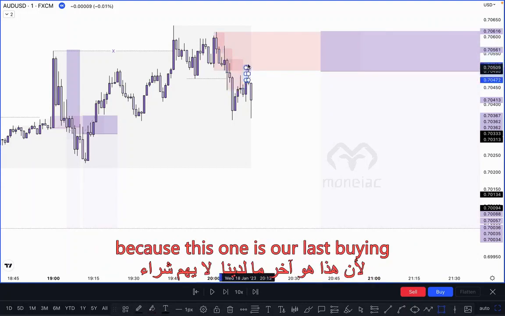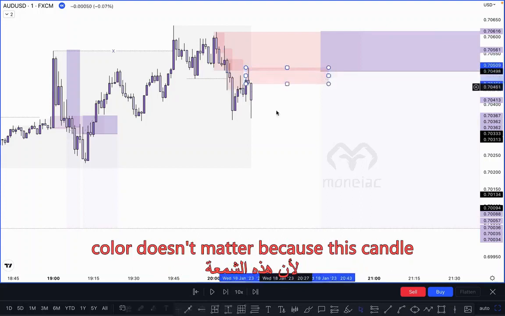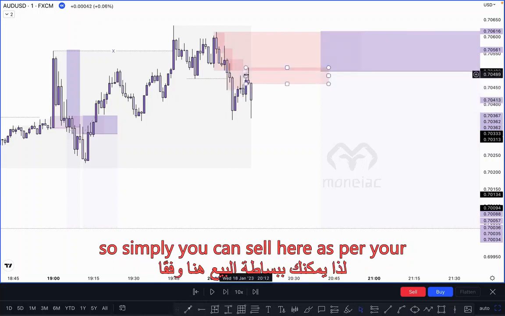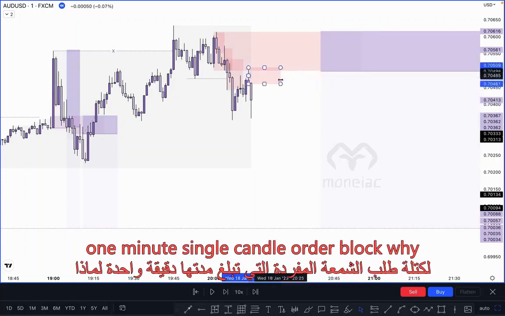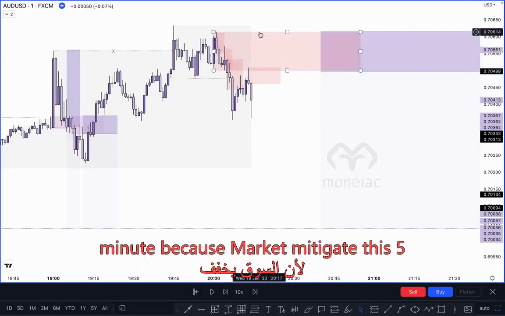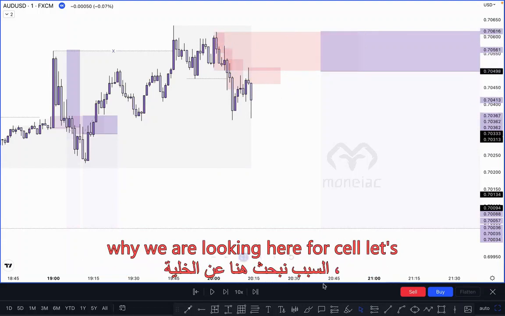So where is our next unmitigated order block? This one, right? Because this one is our last buying candle before the sell, and candle color doesn't matter because this candle actually go higher before this drop, right? So simply you can sell here as per your 1 minute single candle order block. Why I'm saying here for the sell? Because market mitigate this 5 minute single candle order block. That's why we are looking here for sell.